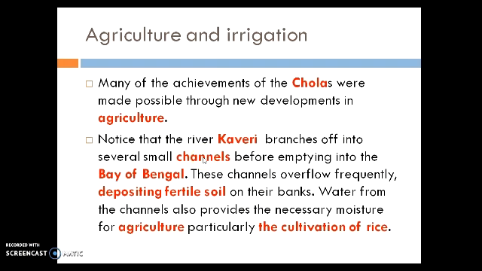The Cholas' many achievements were possible through developments in agriculture. So agriculture is most important in the Chola Empire. The river Kaveri flows through many small channels before emptying into the Bay of Bengal. Sometimes these channels overflow and a lot of fertile soil is deposited on their banks. So this water flowing through the channels is very good for the cultivation of rice and useful for agriculture. With the help of agriculture, the Chola Empire got many achievements.